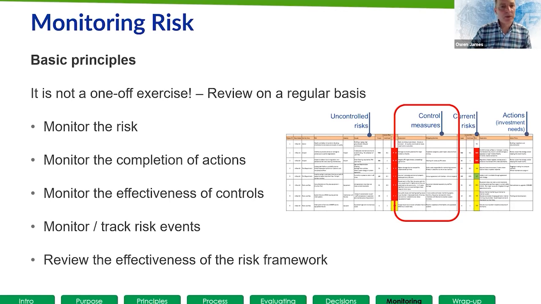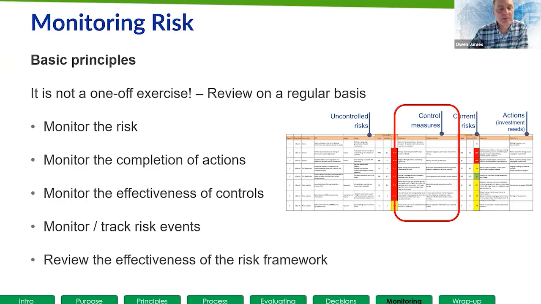So this is where we go. It's important to monitor the risk, monitor the completion of actions, monitor the effectiveness of controls, and monitor and track risk events. We said that these risks could happen. Have they happened? Have we actually seen any of these? And then we can begin to update our projections. And monitoring is also reviewing the effectiveness of the overall risk framework.